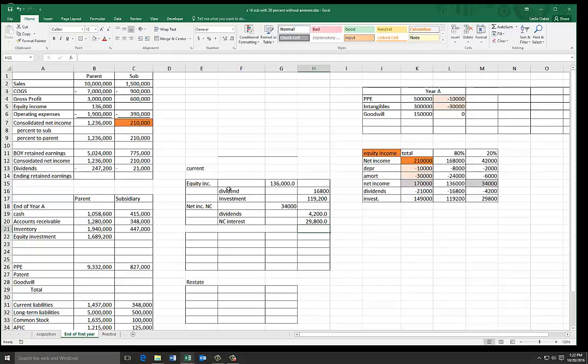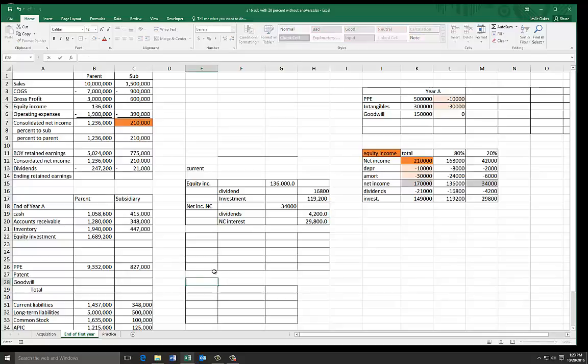Some people combine these because the dividends could be combined, right? So we could have two debits, the equity income for the controlling interest and the income for the non-controlling interest. We could combine the dividends, adding up to the total amount, which was $21,000, and then the equity investment and the non-controlling interest in the total value of the sub. I'm not going to make that joint entry, but you could make it.